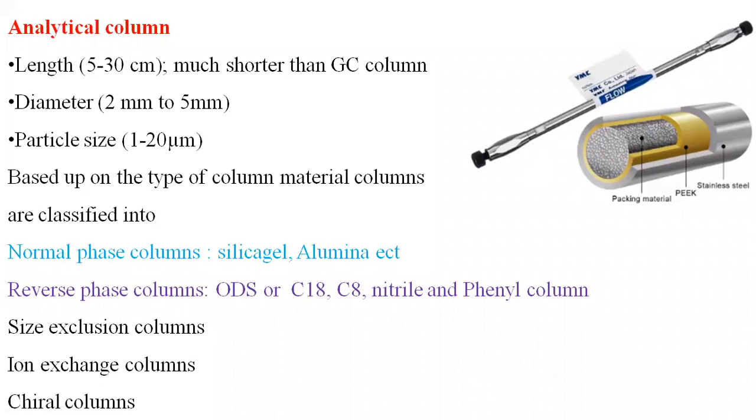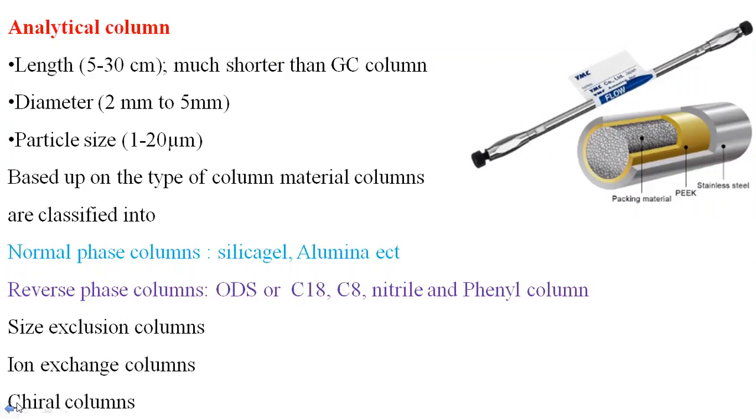Next, there are size exclusion columns. Here the separation occurs depending upon filtration. Then there are ion exchange columns, where we fill the columns with ion exchange resins. Then there are chiral columns. So these are the different types of analytical columns.